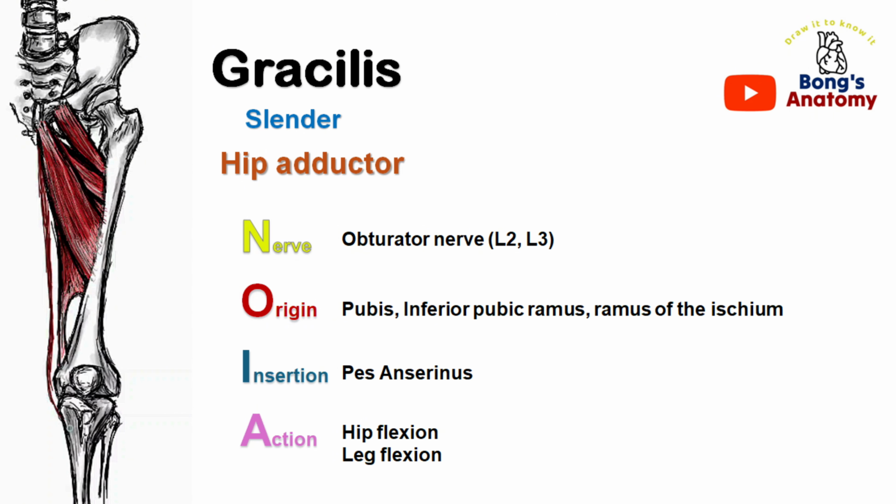Gracilis means slender, the slender man. It is also innervated by the obturator nerve, originating from the pubis, inferior pubic ramus, and ramus of the ischium, and inserts into the pes anserinus, which means goose foot, with sartorius and semitendinosus.